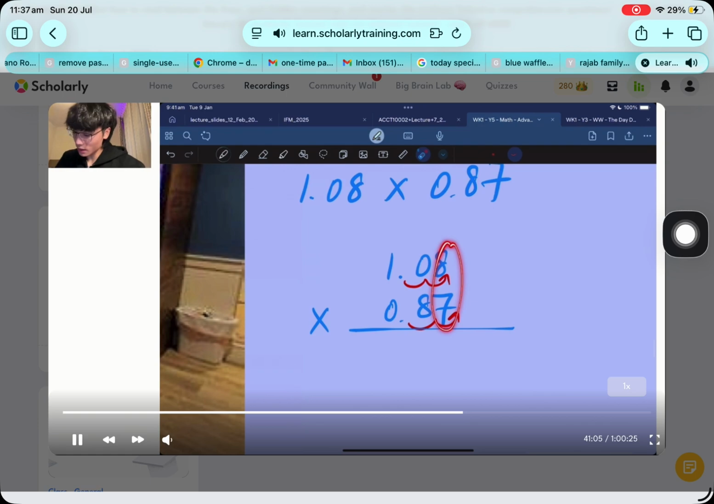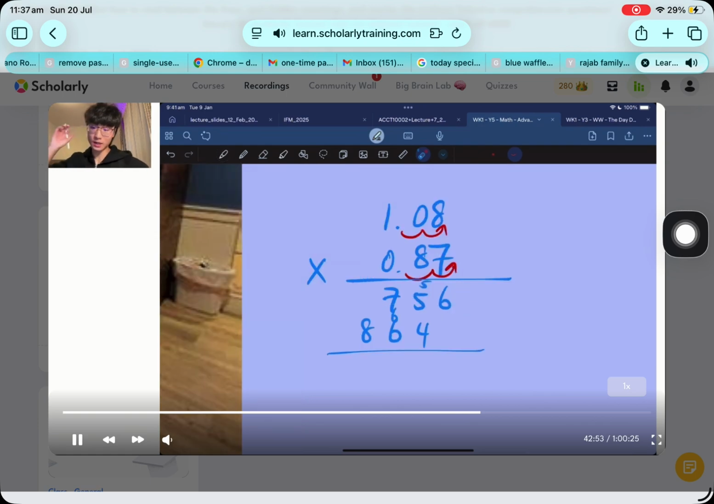So first, 7 times 8, what's that going to be? That is going to be 0. So now we add all the numbers.